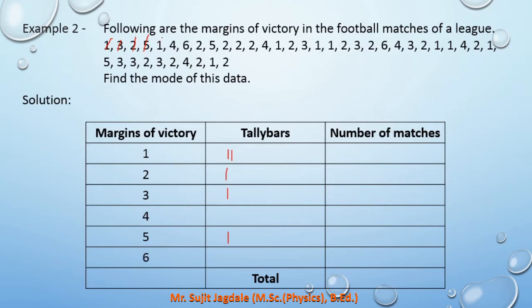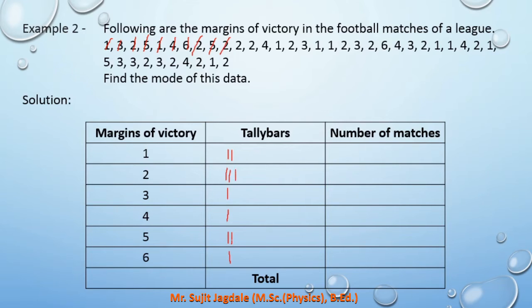As you are putting the tally marks in the table, along with that you have to cross the number with the help of a pencil, so that number will not repeat. Why do we have to cross the given number? Because that number will not repeat. And don't count the number of observations, just one after another put down the tally mark in front of that particular margin of victory in the column tally bars.